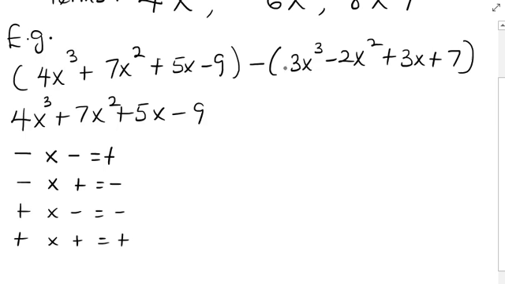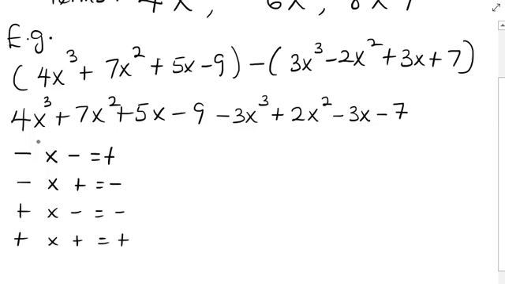So negative multiplied by plus 3. So we said negative multiplied by plus will give us negative. So that will be negative 3x cubed. The negative multiplied by negative, we said here, negative multiplied by negative is positive. So that will be plus 2x squared. The negative multiplied by plus 3x will be negative 3x, and negative multiplied by plus 7 will be negative 7. So this is what we've gotten by expanding the second bracket, and now we need to bring like terms together. So how do we do that?